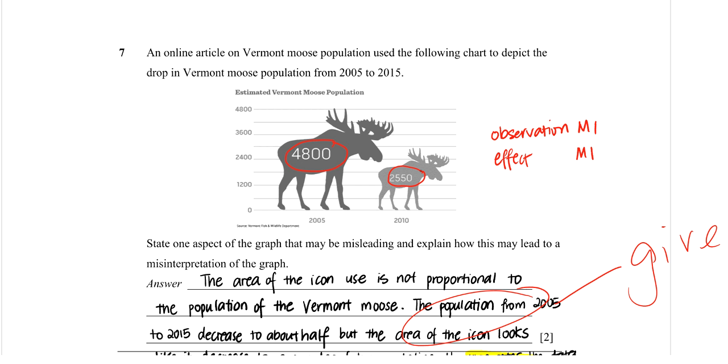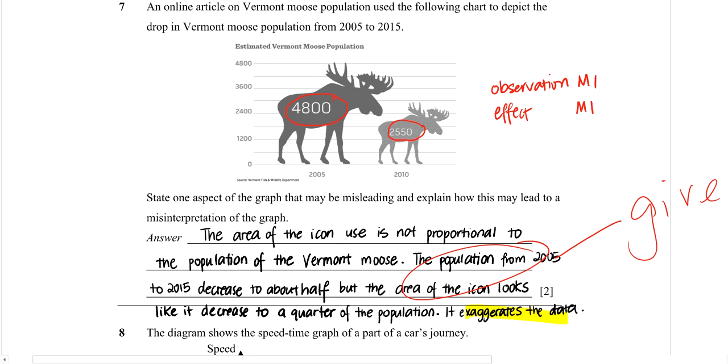Here they try to be funny. They use a picture of the moose. So why is it misleading? Well, we can say that the area of the icon used is not proportional. You see, when we use the bar graph, we are dealing with the height of the bar, right? So whatever the height tells us will be proportional to the value of the population. That's how bar graphs work, and that's why they are so useful for us to visually tell the relationship, tell trends.